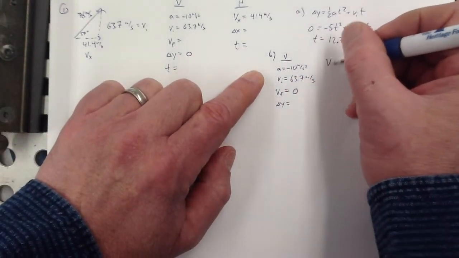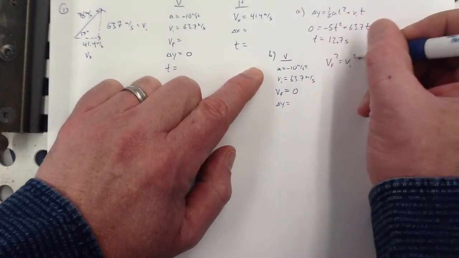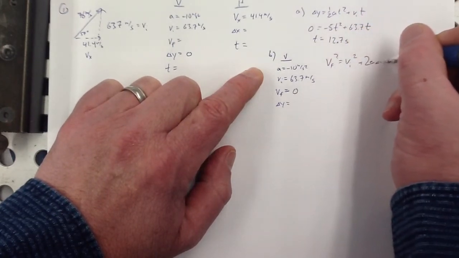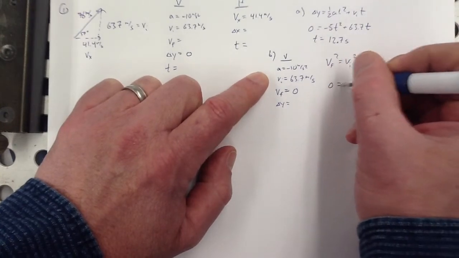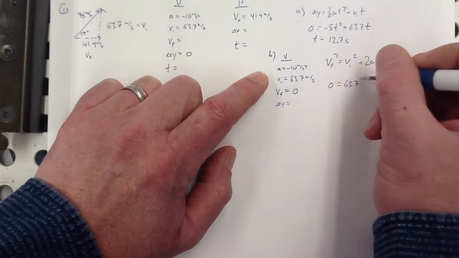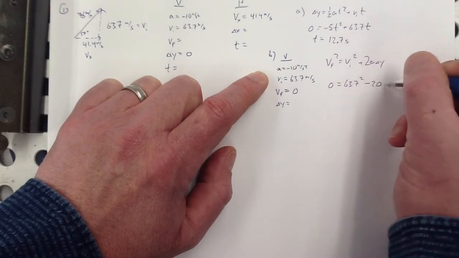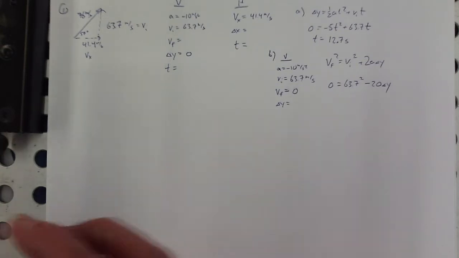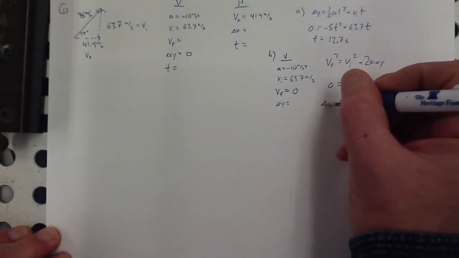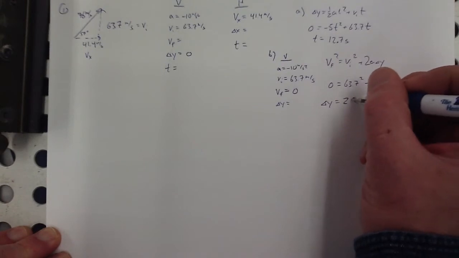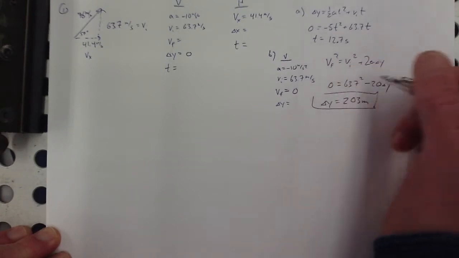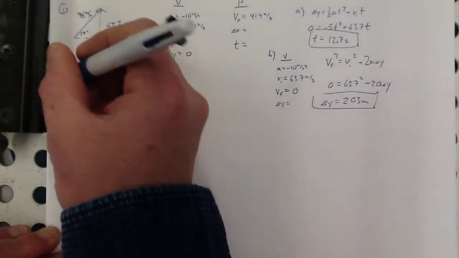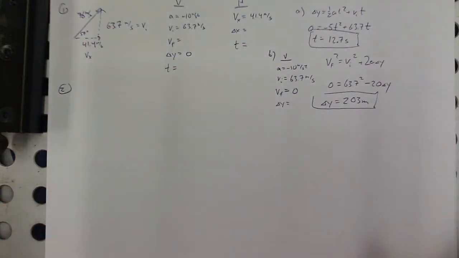So that's my Vf squared equals Vi squared plus 2a delta y. A little bit of algebra there. I'll call that 203 meters. All right. Number 2.